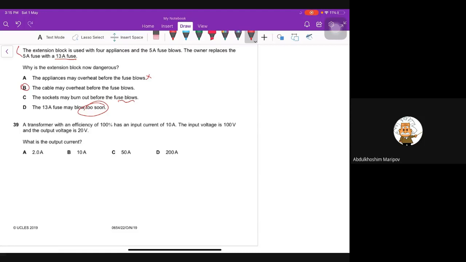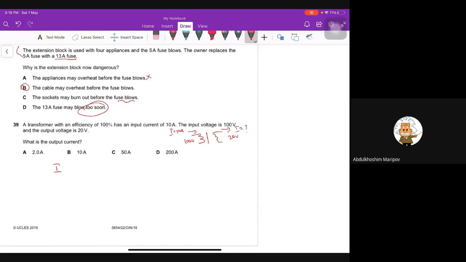39. A transformer with efficiency of 100% has an input current of 10 ampere. The input voltage is 100 volt. Input 10 ampere, 100 volt, and the output 20 volt. What is the output current? Okay, very good. So we have this comparison, guys. We're talking about the transformer here, and it goes this way. This is input, this is output. Input is 100 volt, and the current is 10 ampere. Output is 20 volt.